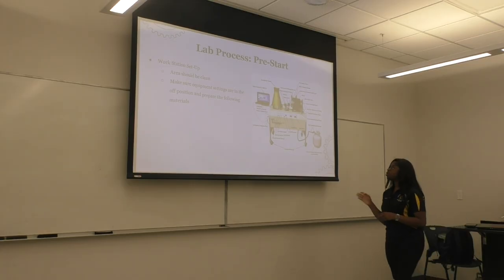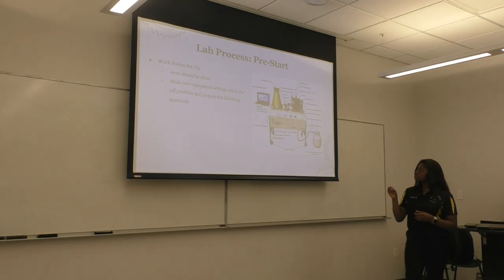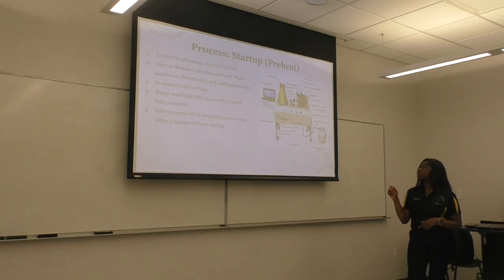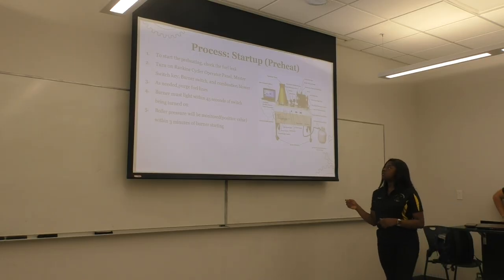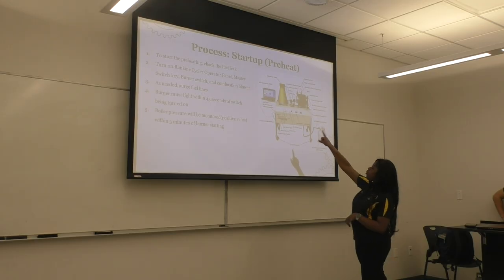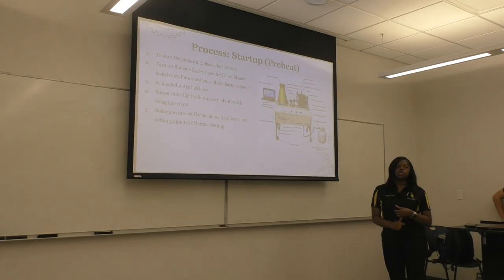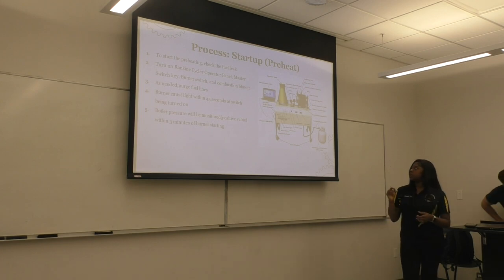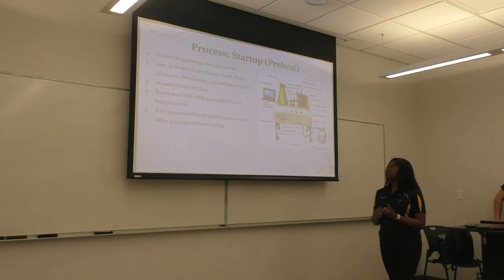Before we start, we have to make sure the area is clean, and make sure all of the equipment settings are in the off position. Then we have to start preheating the process. We have to make sure the fuel leak is checked. We have to turn on the operation panel, as well as the master key switch, burner switch, and combustion blower. We have to check the purge lines as needed. And the burner must be lit within 45 seconds of the switch being turned on.